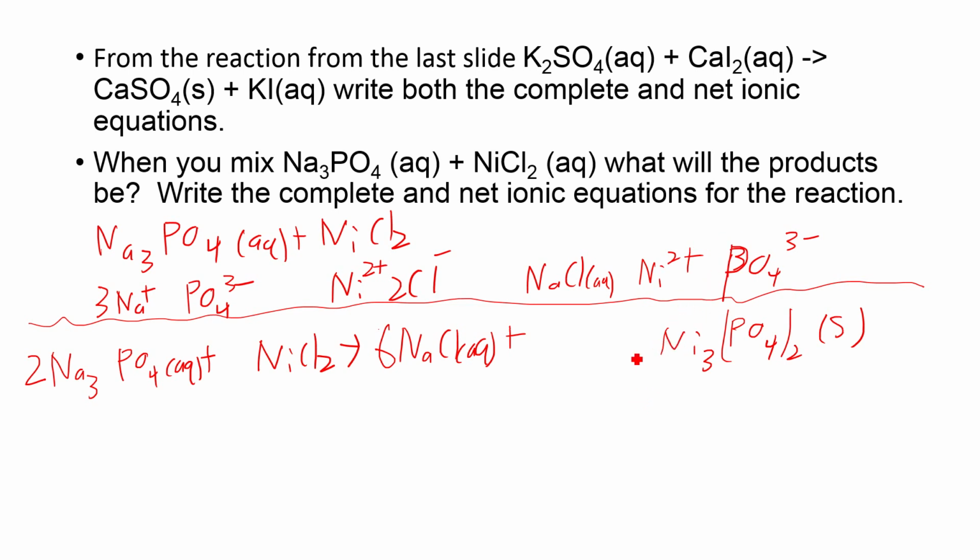But this now leaves me with 6 chlorines on the right and 2 chlorines on the left. So here I'm going to write a 3. That will give me 3 nickels and 6 chlorines. You'll notice that there are 3 nickels on the left, 3 on the right, 6 chlorines on the left, 6 chlorines on the right, 6 sodiums on the left, 6 sodiums on the right, 2 phosphoruses on the left, 2 on the right, and 8 oxygens on the left, 8 on the right.